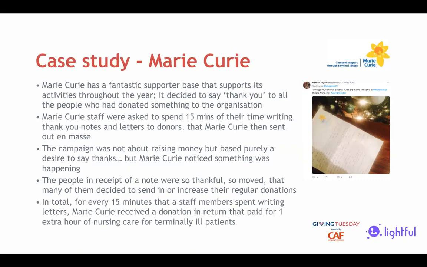And the feedback they've had is that actually they've seen donations increase because of that, because they've been so touched by the thank you note that they've sent on GivingTuesday, which is a really nice way of using the campaign to do something really positive, which really demonstrates the ethos of GivingTuesday, which is all about giving back and focusing on all the good that can be done in the world.